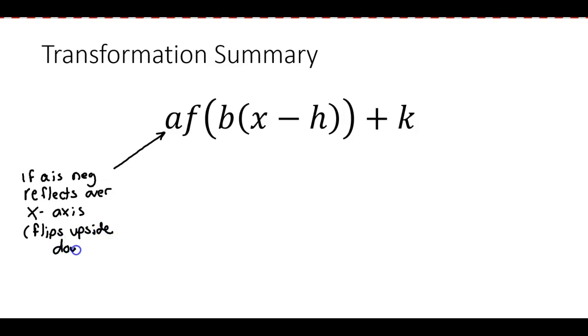Okay, so we learned that. That was our very first lesson on transformation. When you have a negative outside the parentheses, it flips your graph upside down. In other words, it reflects it over the x-axis. But that's not all that the a does.